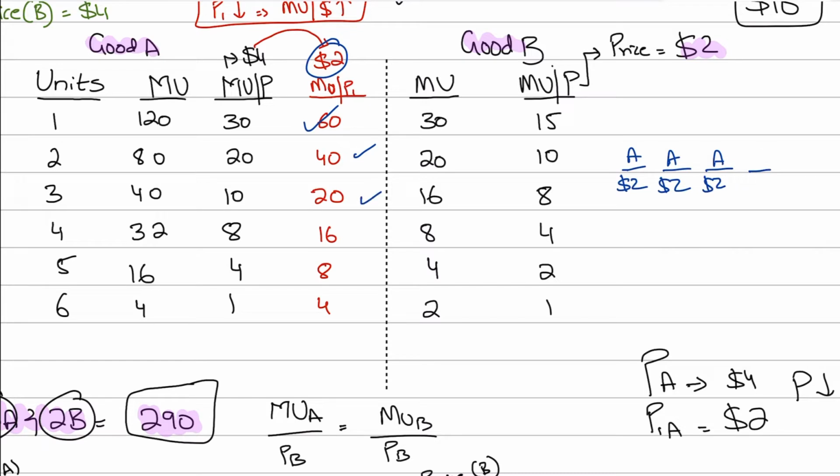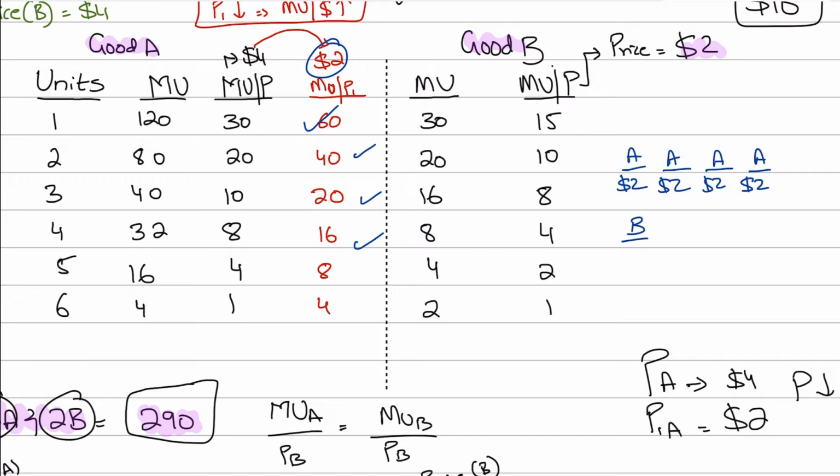Now comes the fourth unit. The fourth unit gives him a marginal utility per dollar of 16 as compared to the marginal utility per dollar of good B, which is 15. Still 16 is greater than 15. He would still buy good A. Again he's going to spend $2 on it. So he has now bought 4 units of good A. Now comes the fifth unit. The fifth unit would be of good B.